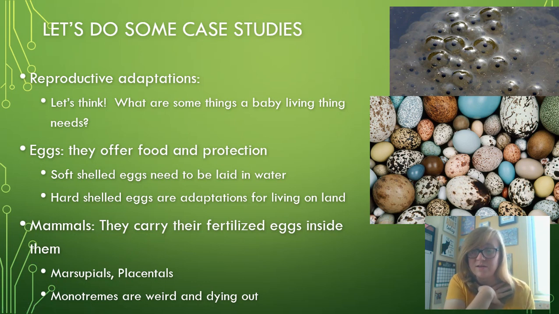Mammals are totally different. Females produce egg cells, but we don't lay an egg. That egg cell will get fertilized, and then mammals develop their young inside.